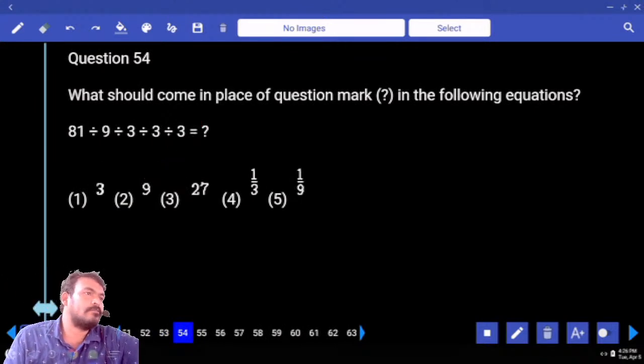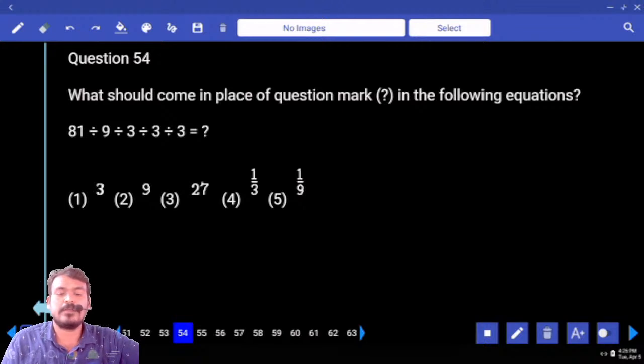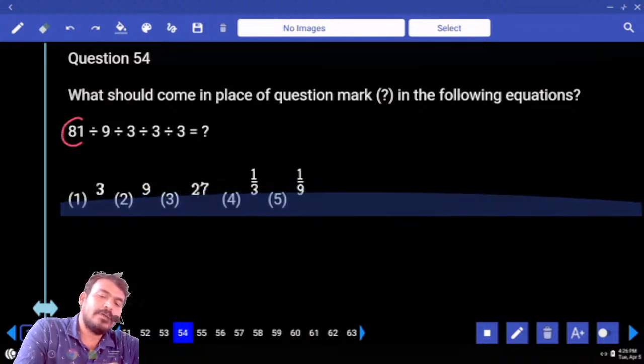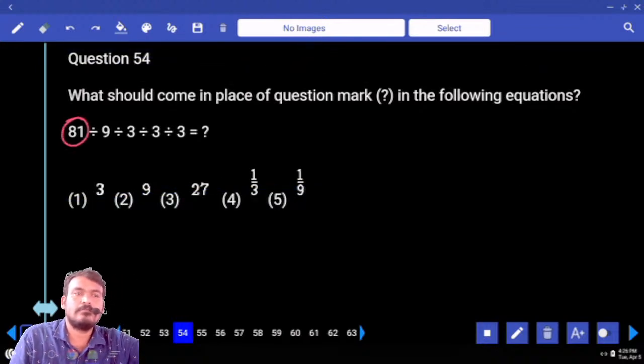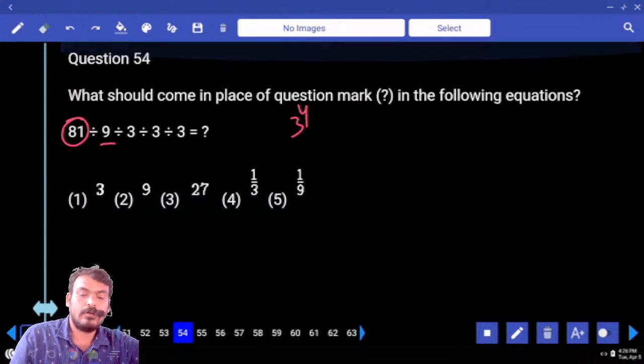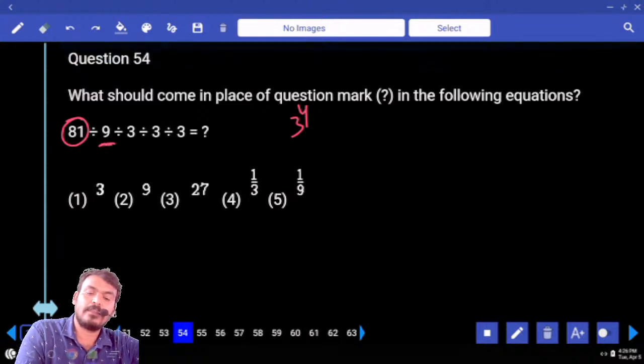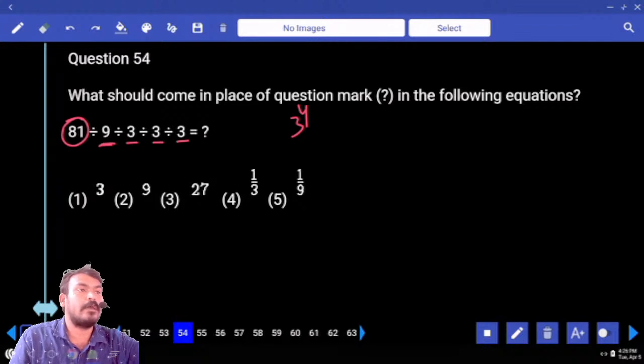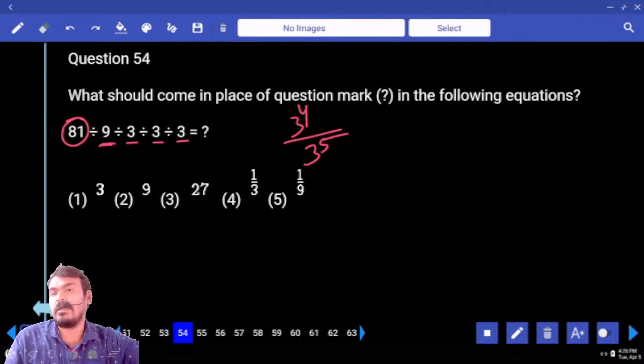Continuation division, right? The numerator is the first term, the remaining are the denominator's product, right? 81 means it is 3 power 5, right? 9 means 3 square, right? Sorry, 81 means 3 power 4. Denominator: 3 square, 3 power 1, 3 power 1, 3 power 1, right? 3 power 5. 3 power 4 by 3 power 5, we are getting 1 by 3, right?